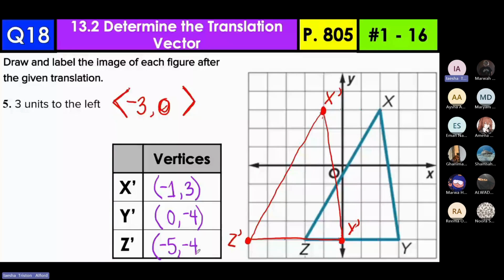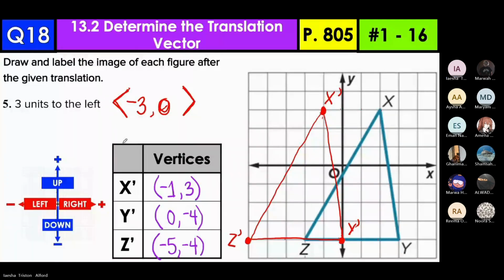Iman, do you understand the difference now between the vector and the vertices? Yes, I understand. Okay. All right, so that's number 5. They could ask you something as simple as this one. Draw and label the image. Label means put x prime, y prime, z prime. Also put where it is. Also write the vector. The more things you write, the more points we can try to find to give you, okay?